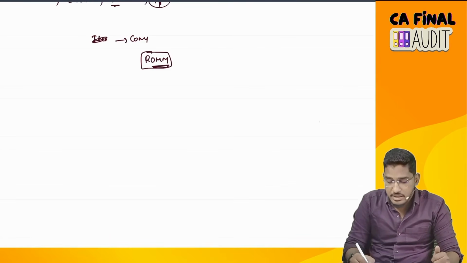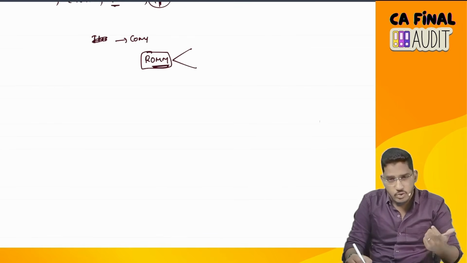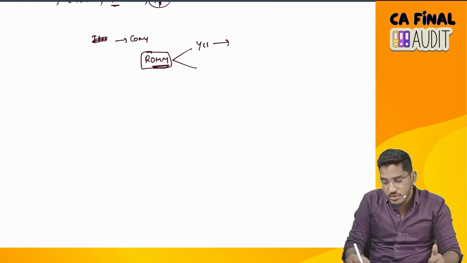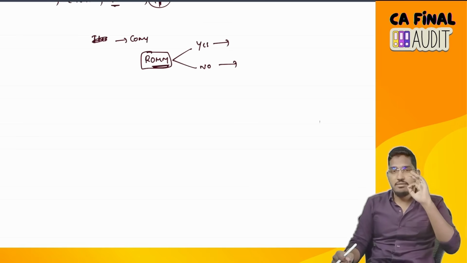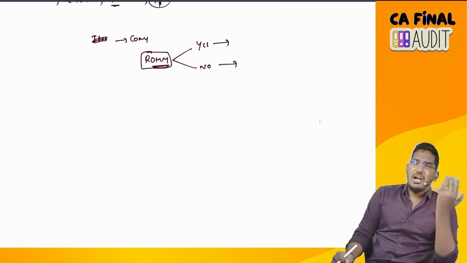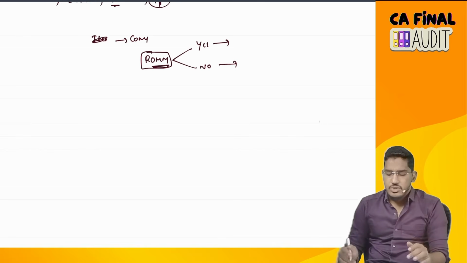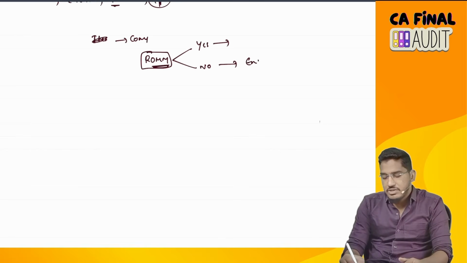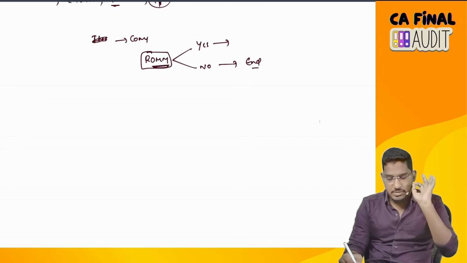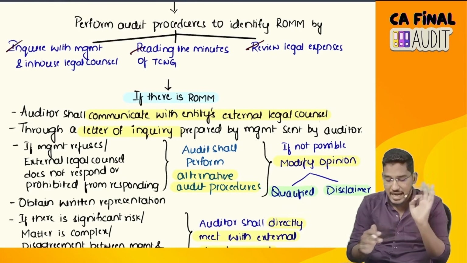Now, once you have performed those three steps, there could be two options. There could be two outcomes. Yes, there is a risk of material misstatement, or no, there is no risk of material misstatement. That means after I have performed those three simple steps, I found that management did not hide anything. There is no suspicion for me. So if you did not find any risk of material misstatement, end the procedures with those three steps. Just perform those three steps and end your audit procedures if you did not find any risk of material misstatement.